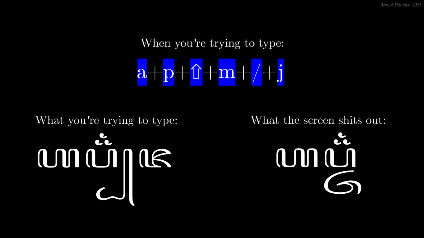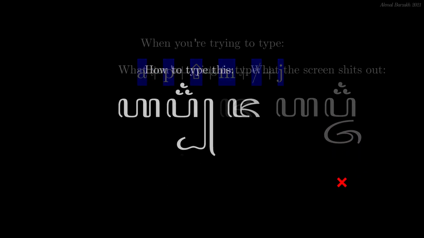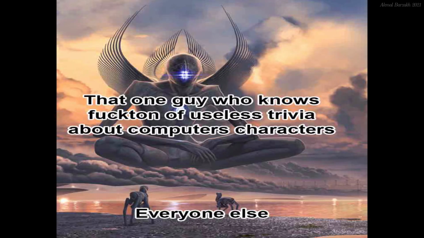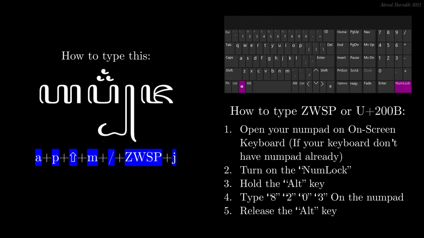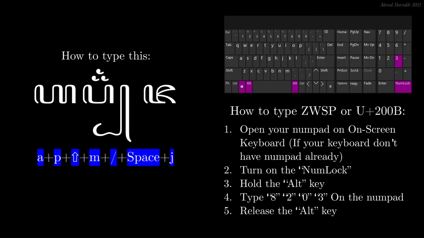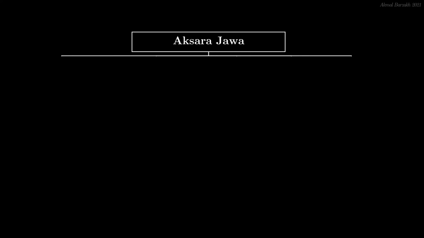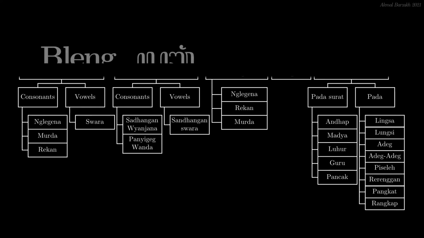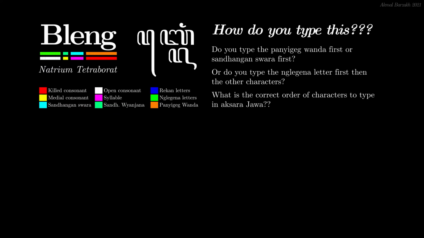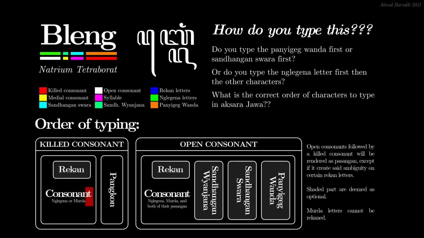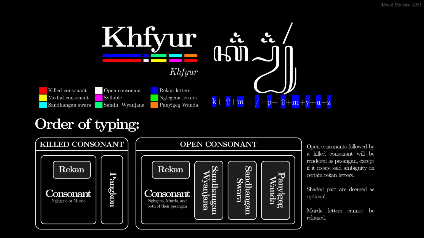And you might say to yourself, how do you insert a visible pangkon without rendering a pasangan? If you're lazy, just put a space after the pangkon. Or if you're knowledgeable in Unicode, you might use a zero width space, or ZWSP, to replace that space. Seeing how there are many symbols and features in Aksara Jawa, it's going to be a little hard to type something without creating ambiguity. So the order of typing is guild consonant, rekan, pangkon, pasangan, rekan again, Sandhangan Wyanjana, Sandhangan Swara, and then Panyigeg Wanda. So you can type something like fjur, which is, I don't know why you would need that, but whatever.